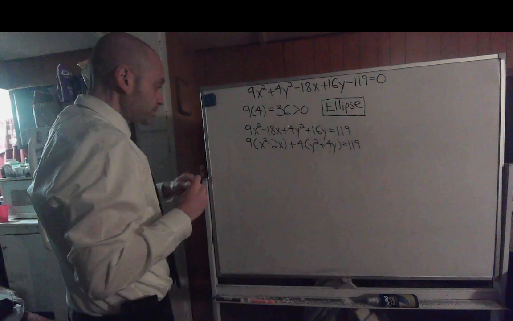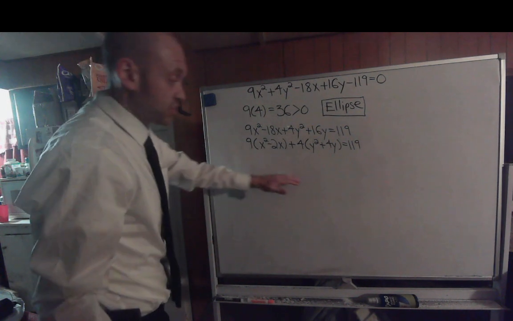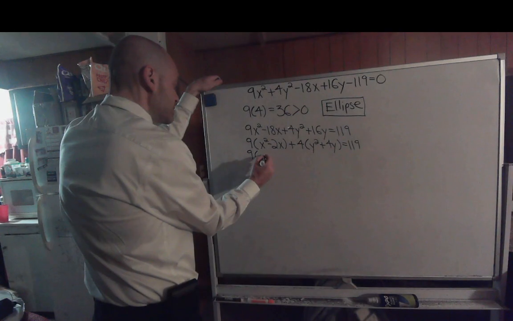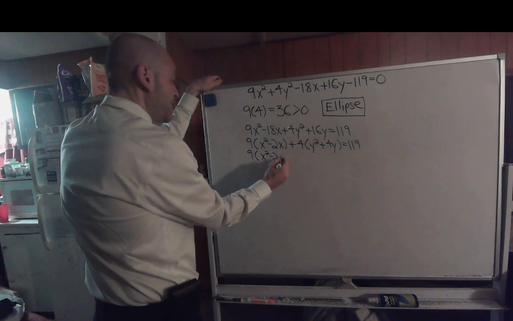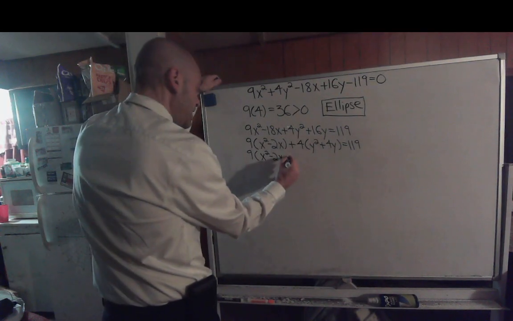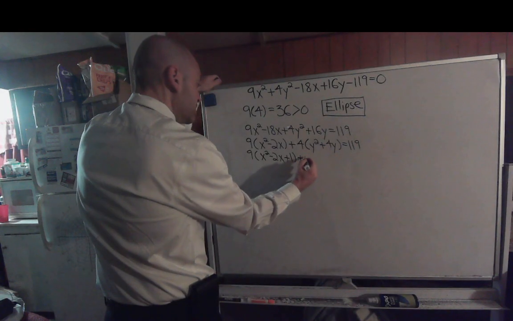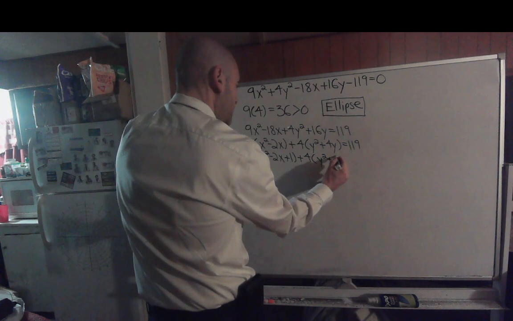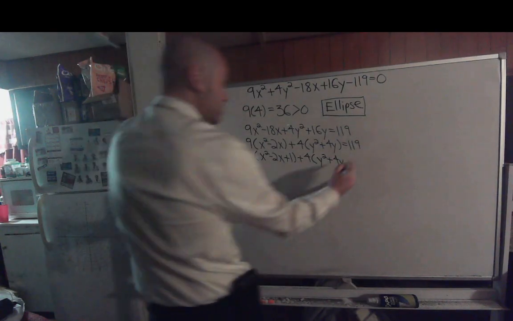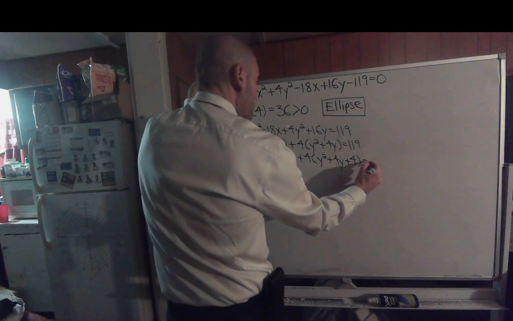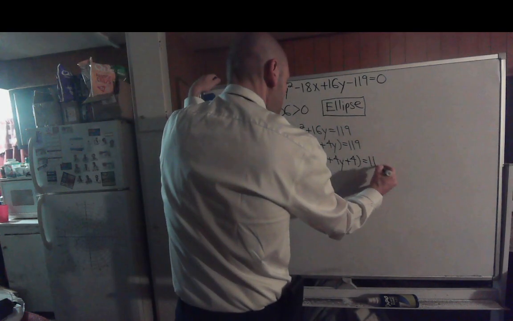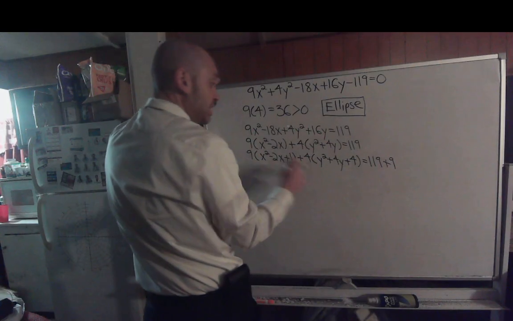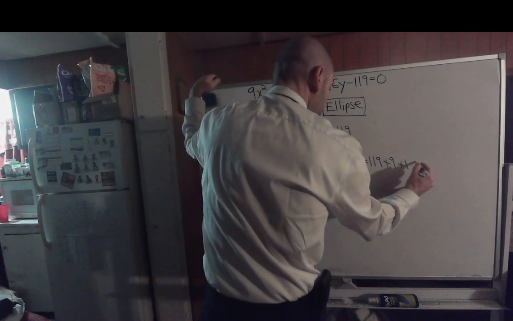Now, what I need to do is complete the square with both of these quantities. So I'll have 9 times, alright, so x squared minus 2x, half of negative 2 is negative 1. If I square that, I get positive 1. Plus, I'll take 4 times, alright, so I'll have y squared plus 4y. Half of 4 is 2. If I square that, I get 4. But what you do to one side, you gotta do to the other. So I'll have 119 plus 9 times that 1, that's 9, plus 4 times that 4, which is 16.